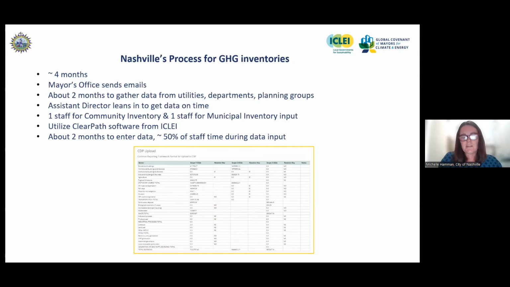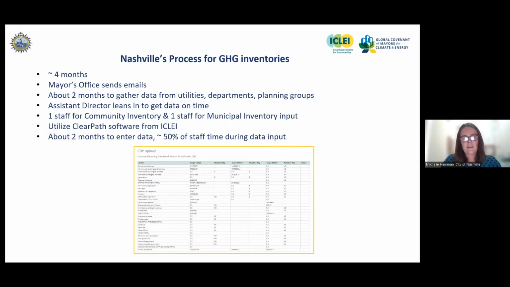We have 1 staff working on the community inventory data input and 1 staff for the municipal inventory. As Laurel said, we use ClearPath as the software tool to input our data. It takes about 2 months to do the data entering, and we estimate during those 2 months, it's about 50% of our staff time, just to give you some idea.